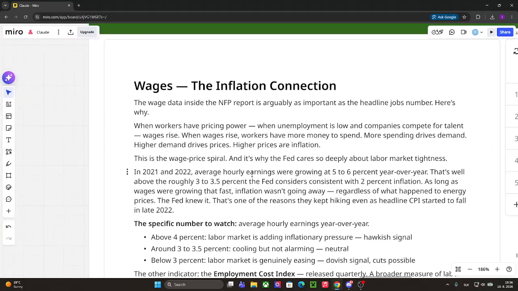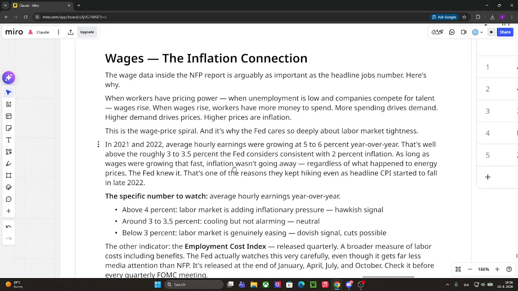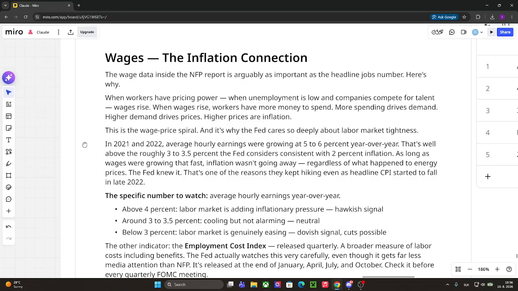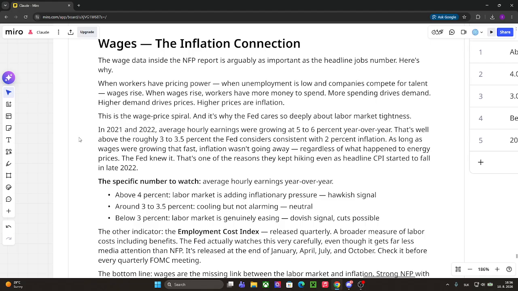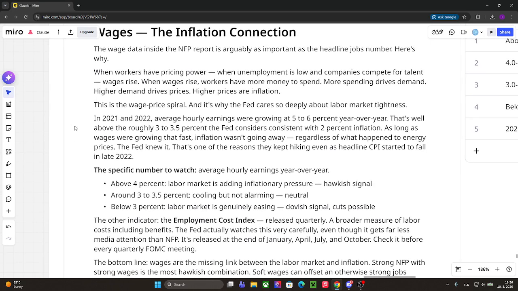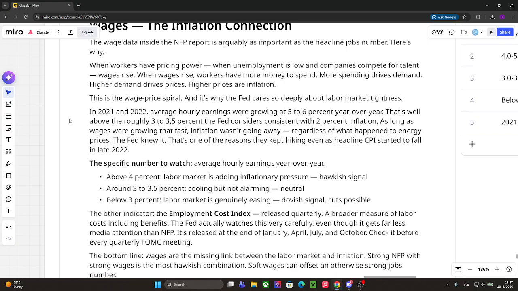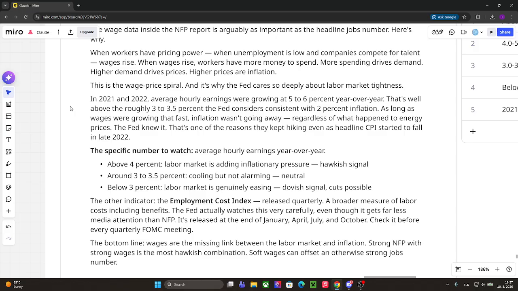So, wages, the inflation connection. The wage data inside the NFP report is arguably as important as the headline jobs number. Here's why. When unemployment is low and companies compete for talent, workers have pricing power and wages rise. When wages rise, workers have more money to spend. More spending drives demand. Higher demand drives prices. Higher prices are inflation.